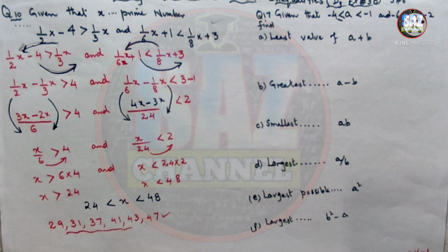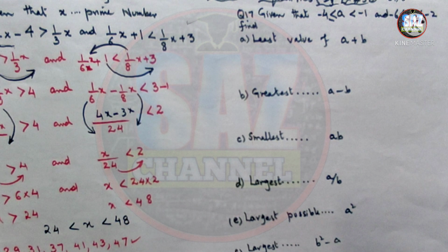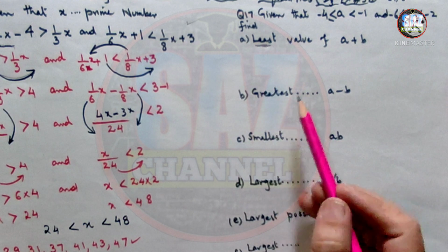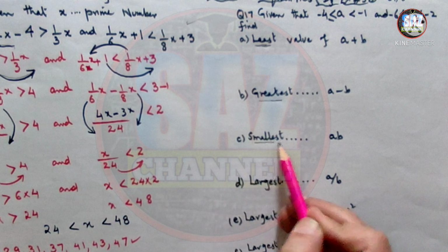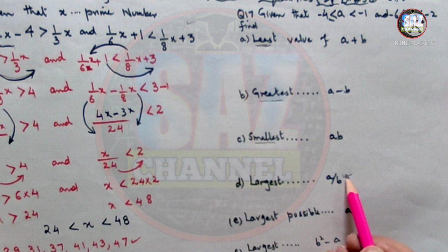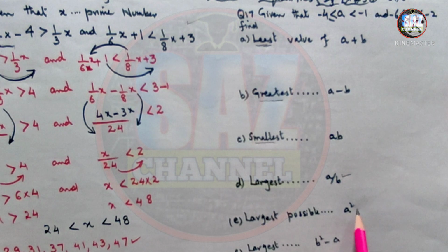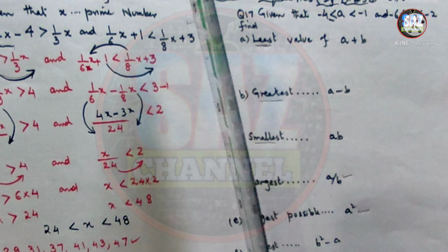And question 17 says that given that A lies between -4 and -1 and B lies between -6 and -2, there are different situations given to us that for these two ranges we have to find: the least value of A plus B, the greatest possible value of the difference A minus B, the smallest possible value of the product, the largest possible value of the quotient A over B, the largest and smallest possible value of A squared, and the largest value of B squared minus A squared. So let's move to the solution of this question.